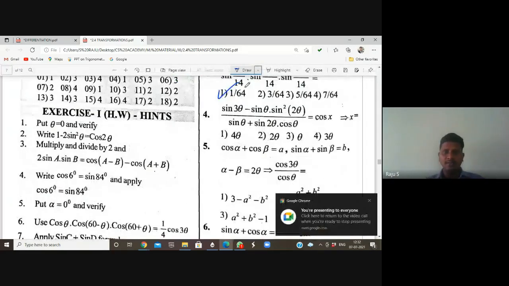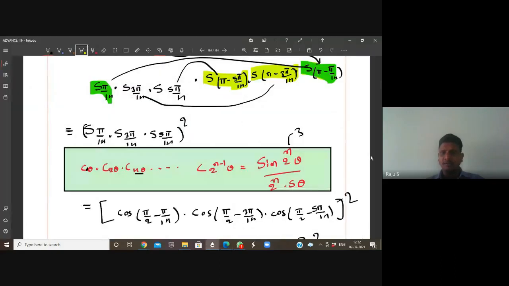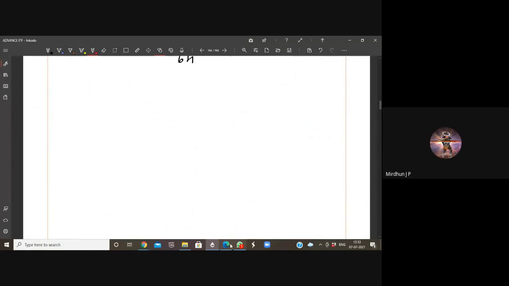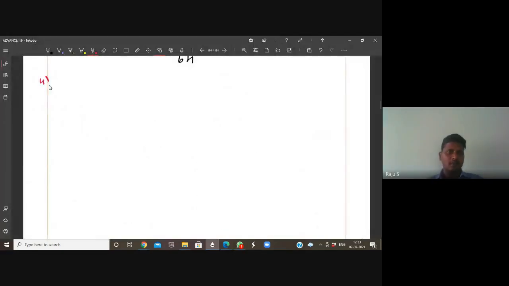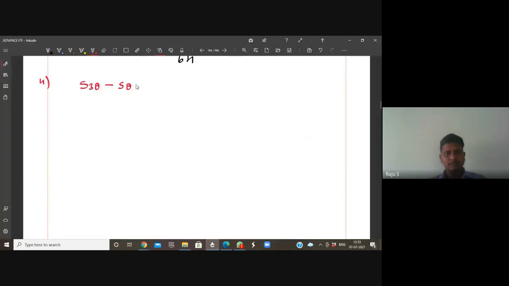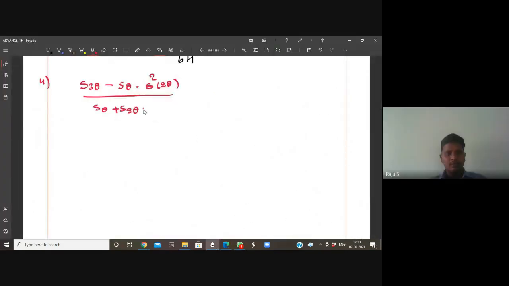Next question. Yesterday we did this by substituting some theta value, but generally, how to do it? Substitute the sine 3 theta formula. We know that sine 3 theta is 3 sin theta minus 4 sin cube theta. The fourth question is sine 3 theta minus sin theta into sin square 2 theta, whole divided by sin theta plus sin 2 theta cos theta.